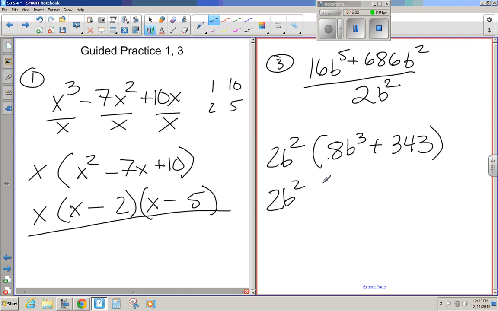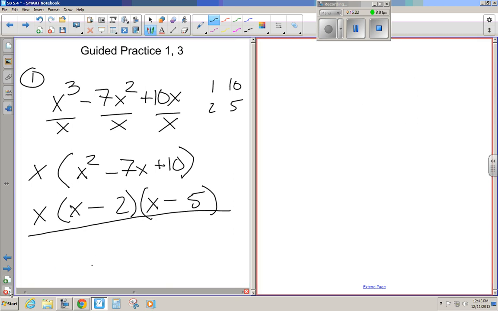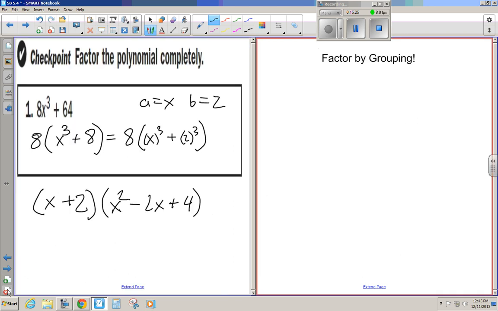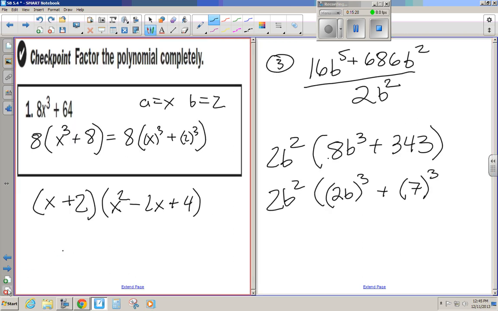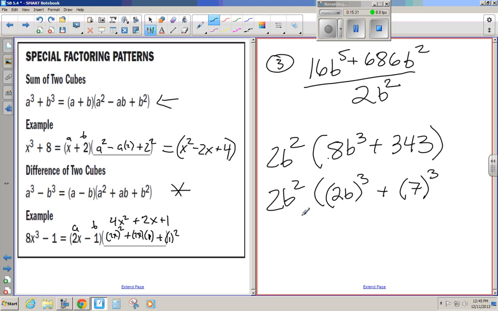And so what I have is that special pattern, and I had to use the calculator a little bit. It's 2b cubed plus 7 cubed. All right, and we can factor this part completely. You factor it completely by using one of these patterns. 2b squared on the outside. A is 2b, b is 7. So that means it's 2b plus 7.